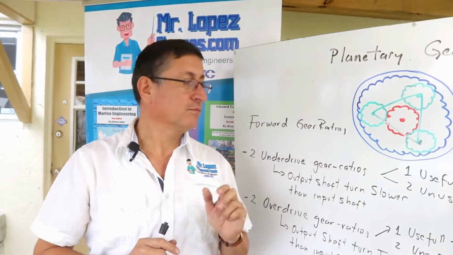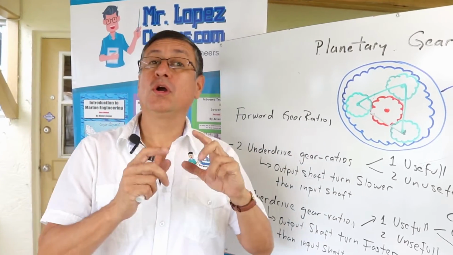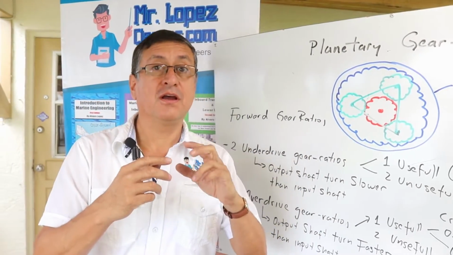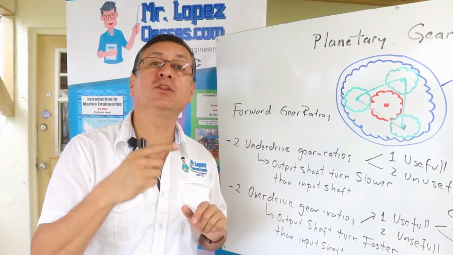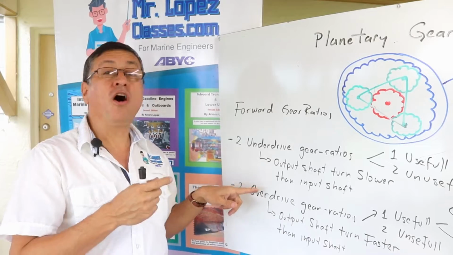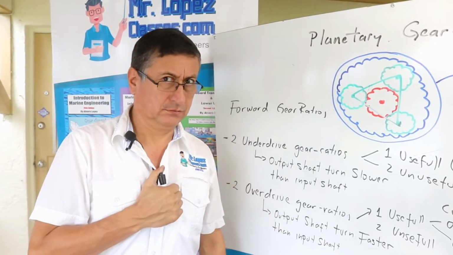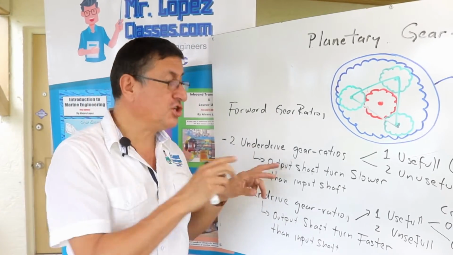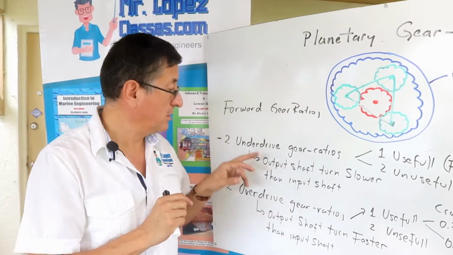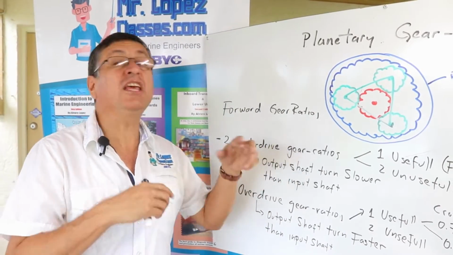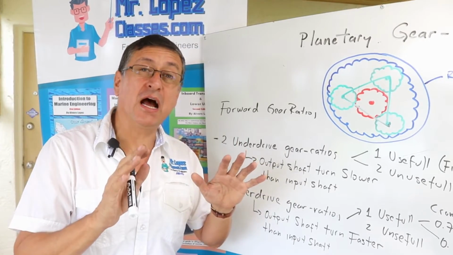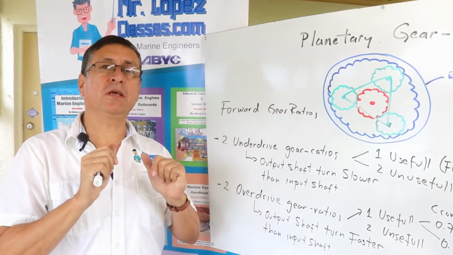Each set of planetary gears produces two gear ratios underdrive in forward and two gear ratios overdrive in forward. Of each couple of gear ratios, underdrive or overdrive, one is useful and the other one is unuseful. Let me explain what is the meaning of that.